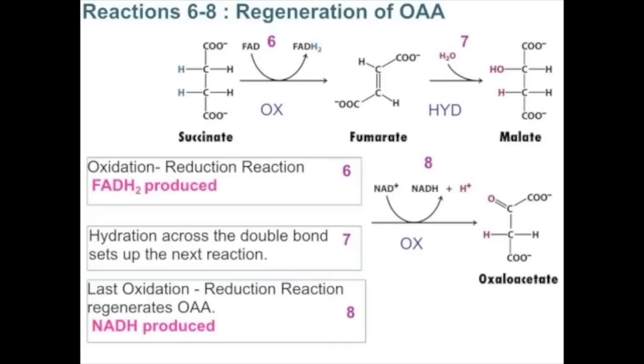Now we're going to see the same progression of reactions in the oxidation of fatty acids a little bit later on in the semester. Oxidation with FAD, hydration across the double bond that results, and then an oxidation using NAD+ as the final electron carrier. And in the TCA cycle, we're going to end up where we started, with oxaloacetate. Let's look at each of these reactions one at a time.